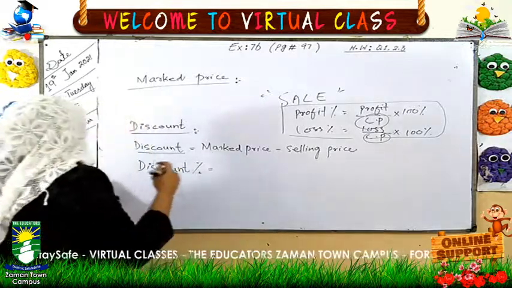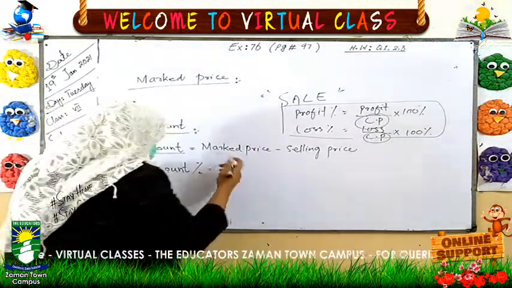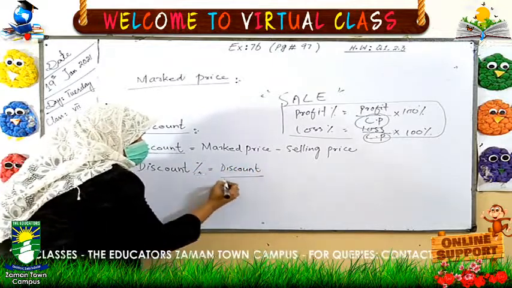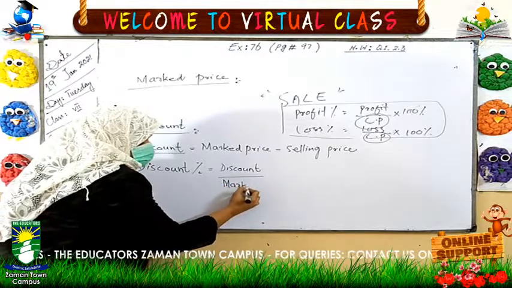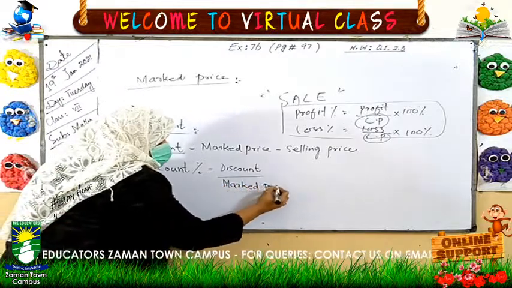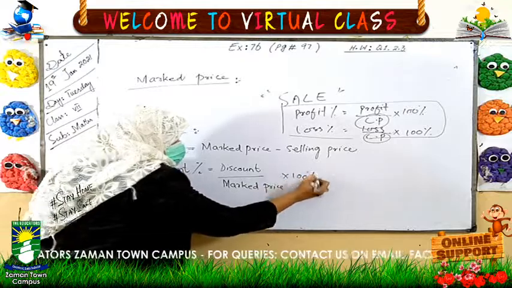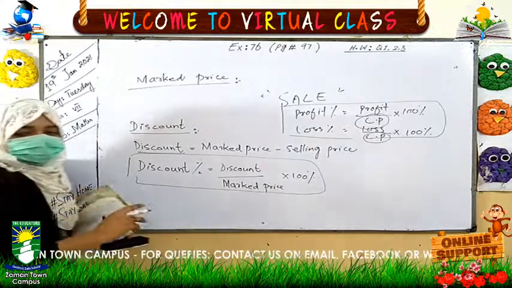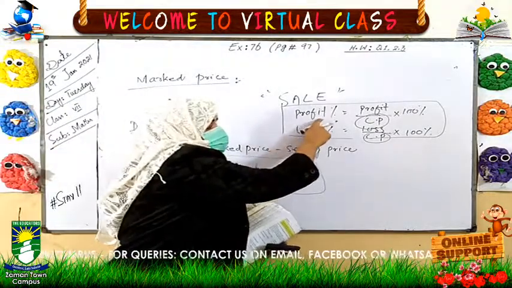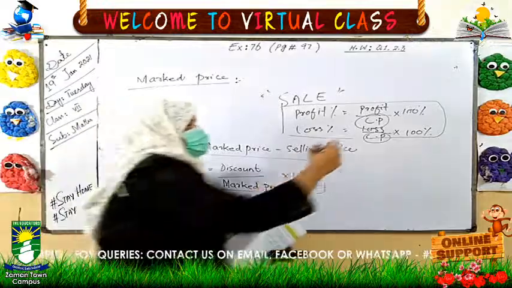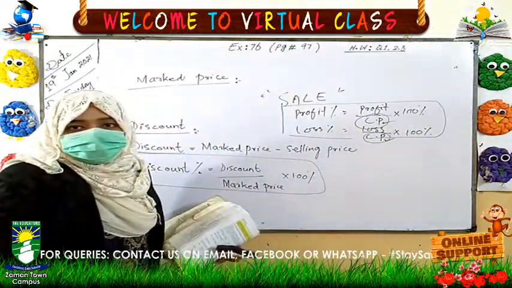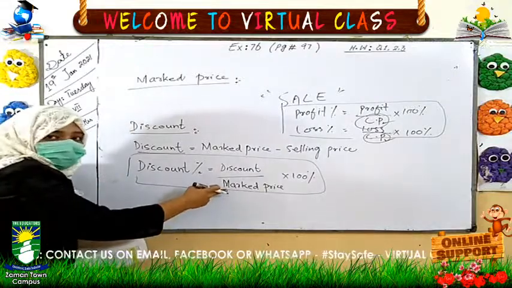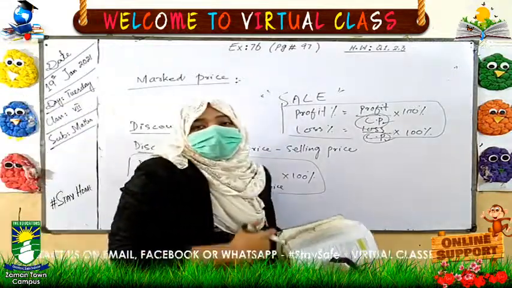But when we find the discount in percentage, we will write discount percentage is equal to discount upon mark price multiplied by 100%. Here you have to keep one thing in your mind: when we discuss the profit percentage and loss percentage, we use cost price. But when we discuss the discount percentage, we use the mark price. Discount percentage is always obtained from the mark price.